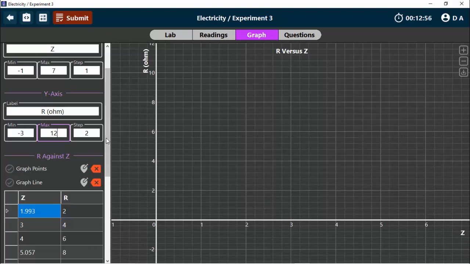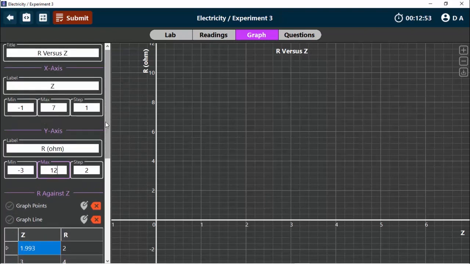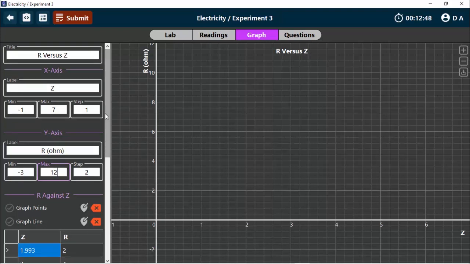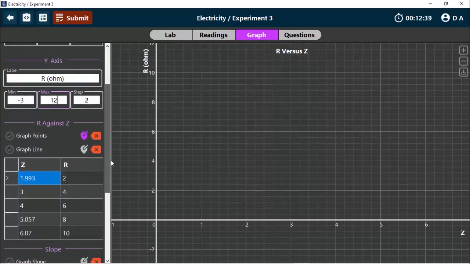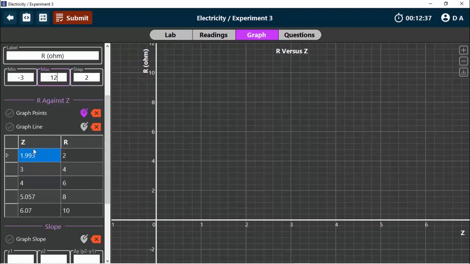Okay, so let's talk about how to actually locate the point on the graph. To locate the point on the graph, you start by clicking this pencil sign to indicate that you want to locate the point on the graph. So you start locating. When the z is 1.99, this is roughly 2. Our r is 2, which is like saying when z is 1.99, which is very close to 2, r is 2, so you can click this point.